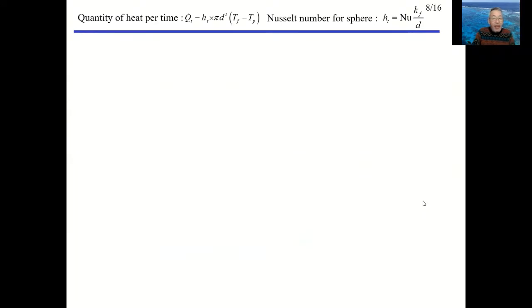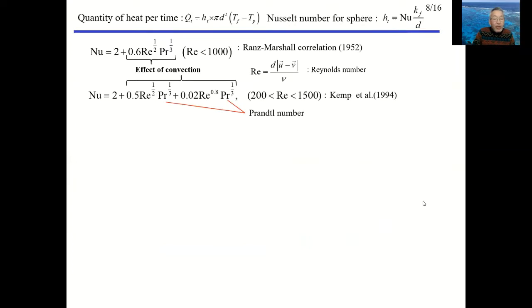The result of the last slide is summarized on the first line of the slide. Here, 2 examples of empirical formulas for the Nusselt number of a sphere are shown. The second and subsequent terms on the right-hand side indicate the effect of convection. In both equations, Nusselt number is equal to 2 at the limit when the Reynolds number approaches 0.